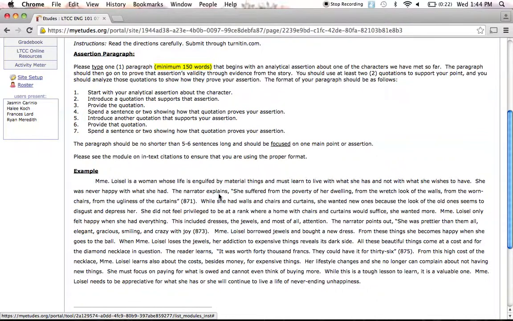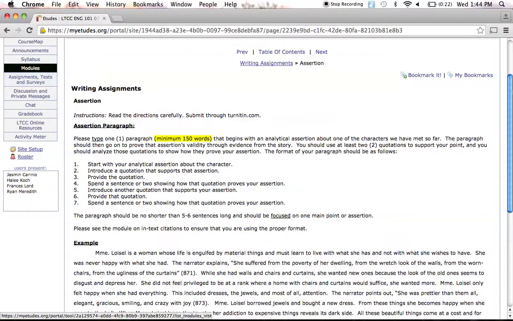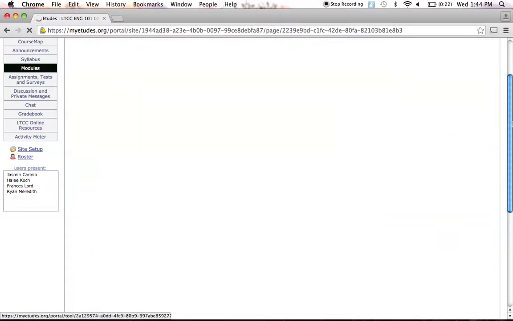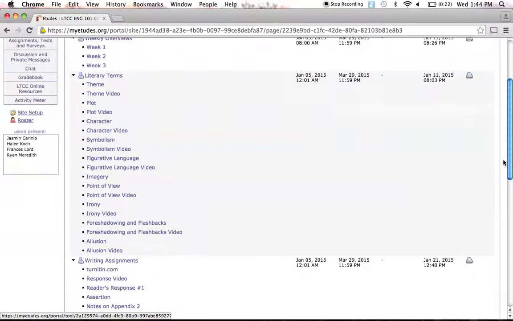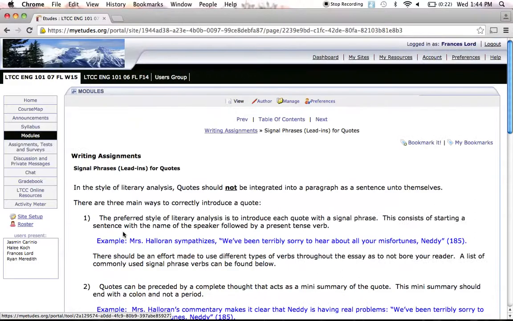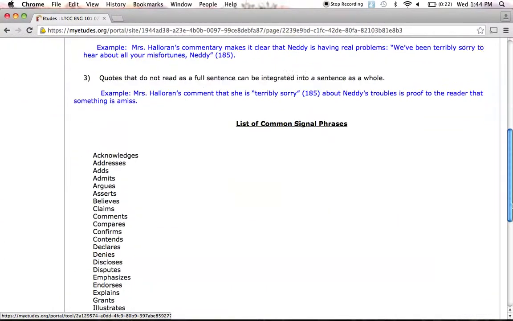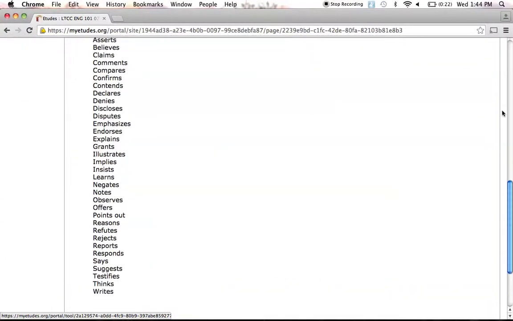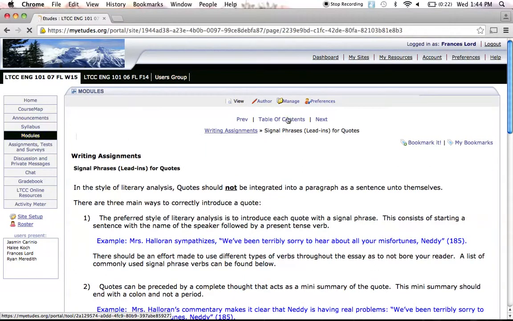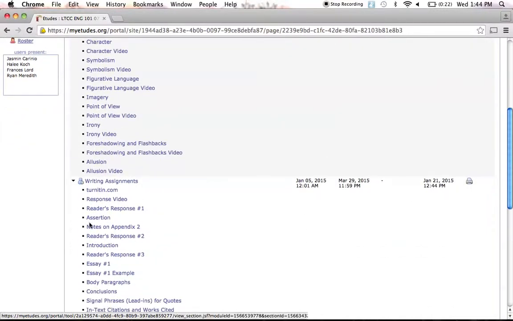So, the narrator explains, the reader learns, the character shouts. I have a whole list. I'll show you where this is: if you go to the modules, the table of contents of the modules, you should see something called signal phrases or lead-in phrases for quotes. I have a module that explains this style, and a bunch of verbs that you could use, because it's good to mix it up. It's not so great to keep using the same verbs. So let me go back to the assertion here.